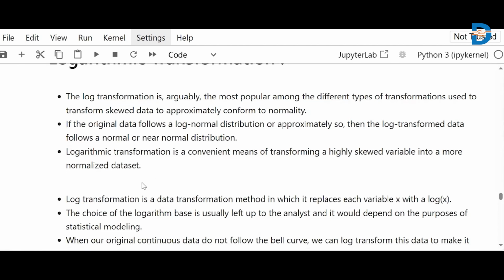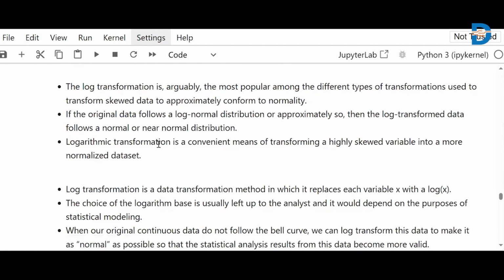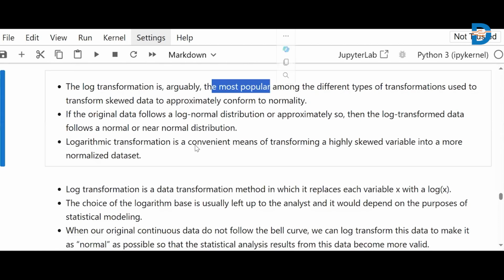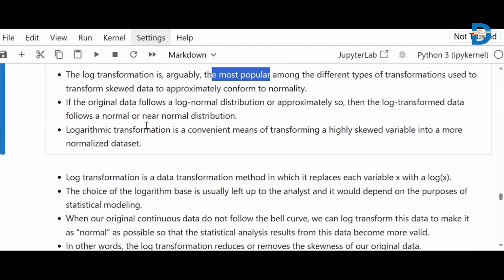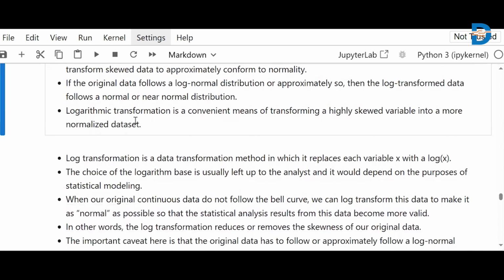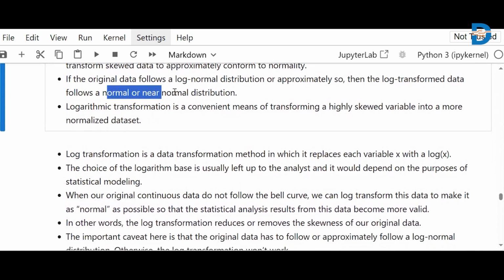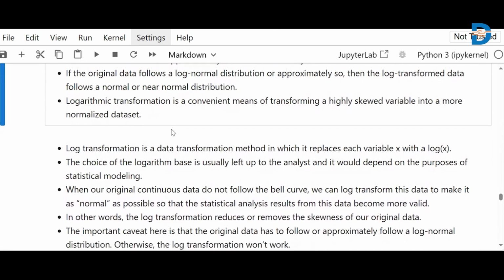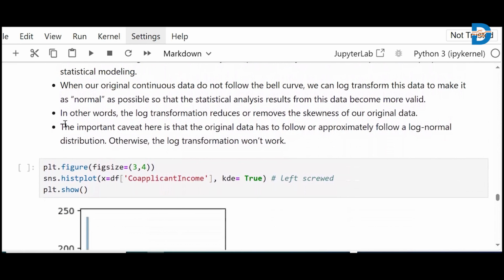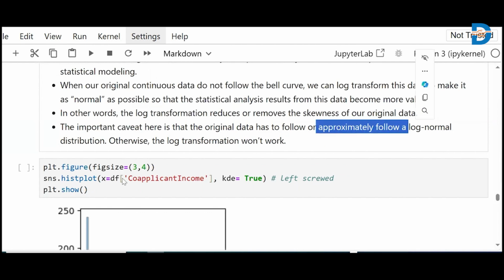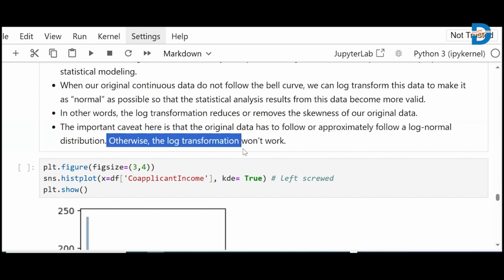So here are a few extra points regarding log transformation. It is the most popular one to get a normal or near normal distribution. This is our whole and sole purpose. See the last point. The important caveat here is the original data has to follow or approximately follow a log normal distribution. Otherwise, the log transformation won't work.